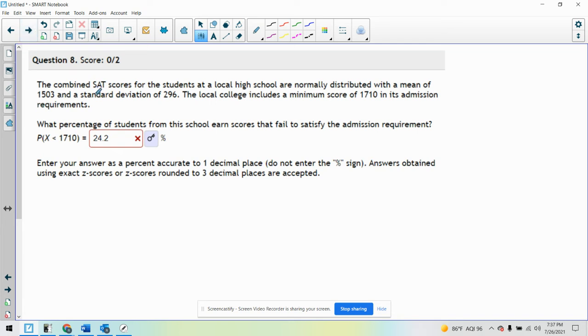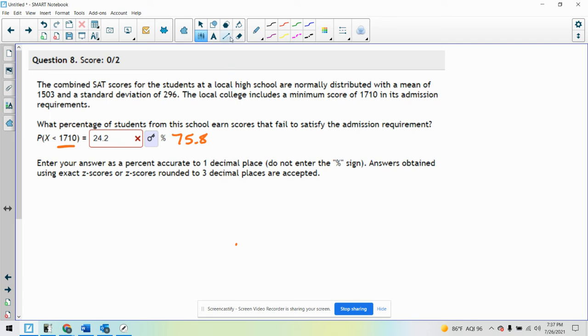And this is a combined SAT scores for students at a local high school are normally distributed with a mean of 1503, standard deviation of 296. Local college includes a minimum score of 1710 in its admission requirements. What percentage of students from the school earn scores that fail to satisfy? So I think you found what percentage of students get higher than this score, because I believe the answer here is just going to be 75.8. But let's just run through it.